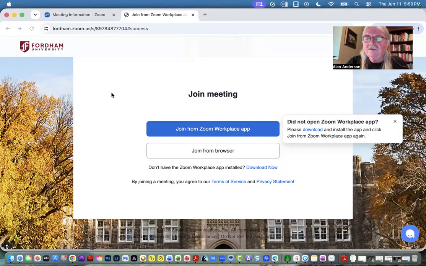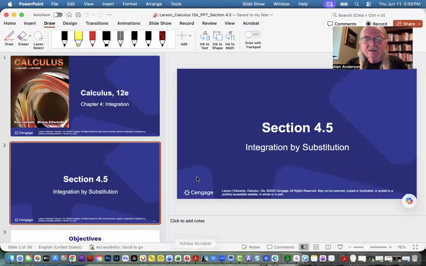Okay, so what we're going to do now is wrap up the review. This is the last part of chapter 4, and it is about integration by substitution. When this is done, we can start the new material, which is chapter 7. This is actually a good topic to cover now because chapter 7 is all about applications of integration.